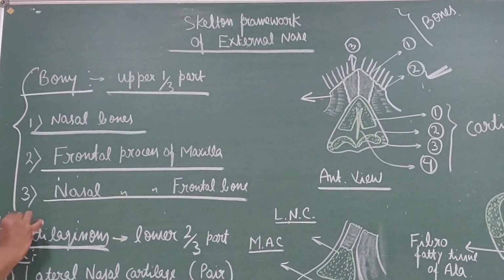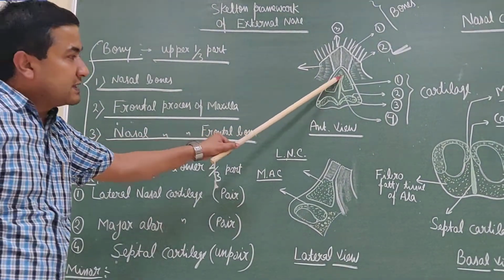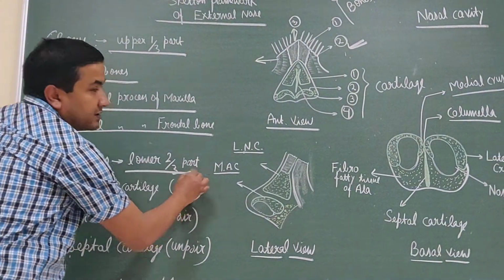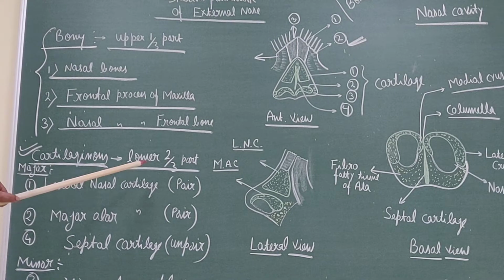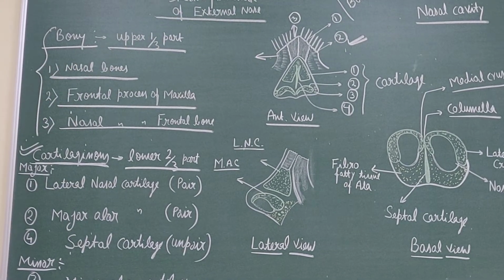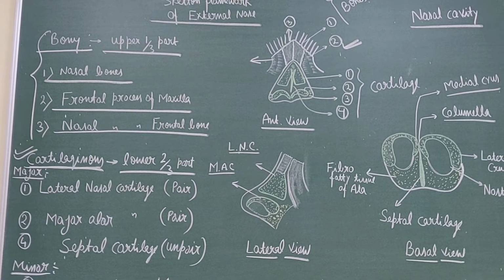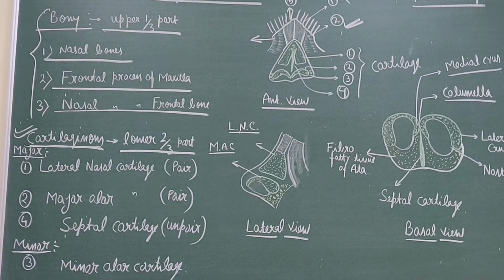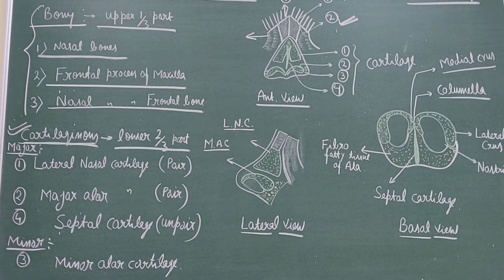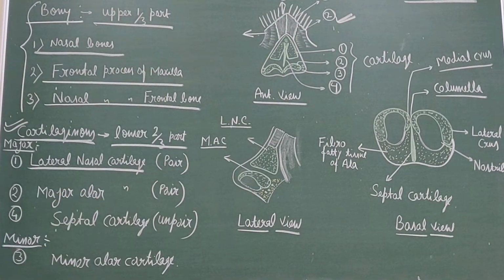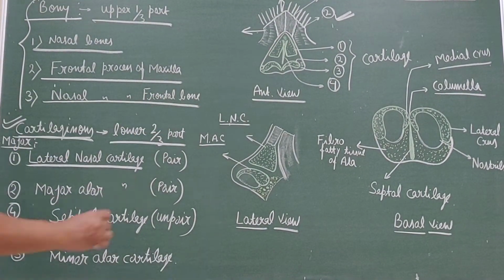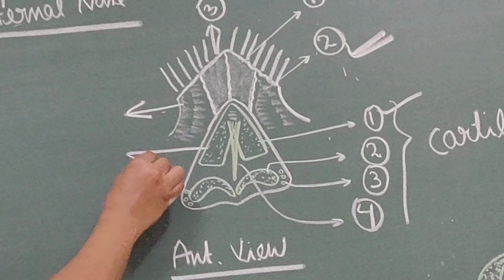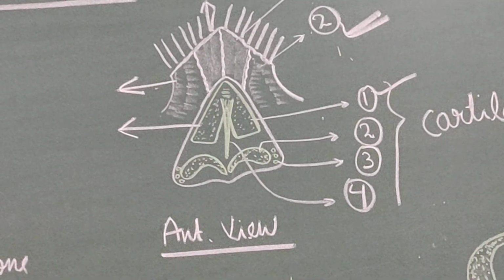Now the cartilaginous part. This cartilaginous part, green structure, they are the cartilage. They form lower 2/3 of the skeleton framework of the external nose. There are five major cartilages that participate in the formation of the shape of the nose. It is the lateral nasal cartilage. It is present in pair, means they are present on both sides.